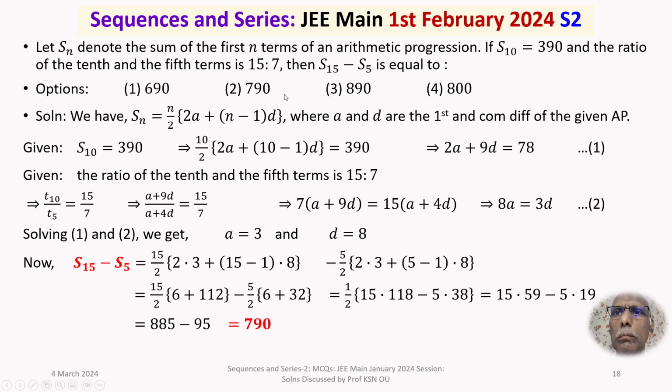Let's look at our options. 790 appears against option 2. So the answer to this question is option 2.